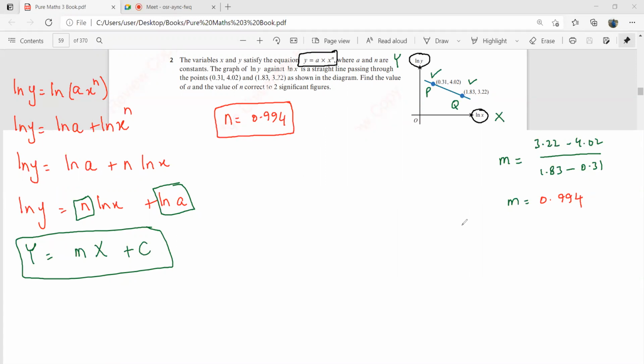Okay? Now this equation becomes y equals, instead of this m, I'll be writing 0.994x plus c. Now let's use one of these points. I think that value of m is wrong. It can't be that. I'm getting something different as well. Yeah, this has to be negative, I think. I'm getting minus 0.526. Yeah, minus 10 by 19. Just minus 10 by 19.